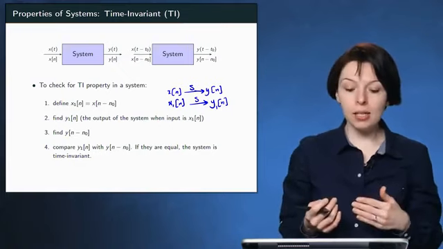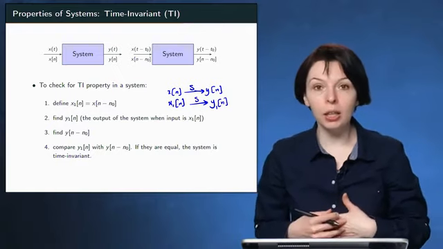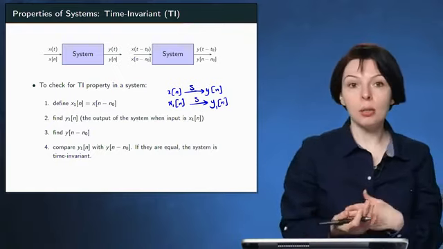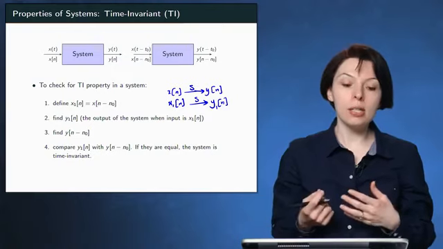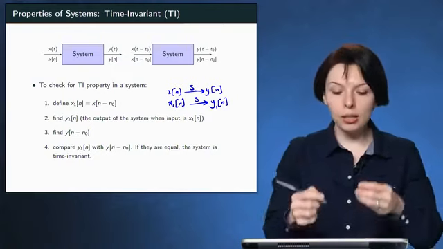Then, as the last step, you need to compare y1 of n with y of n minus n naught. If they are equal, the system is time invariant. If they are not, the system is not time invariant. Let's look at some examples and try these steps.